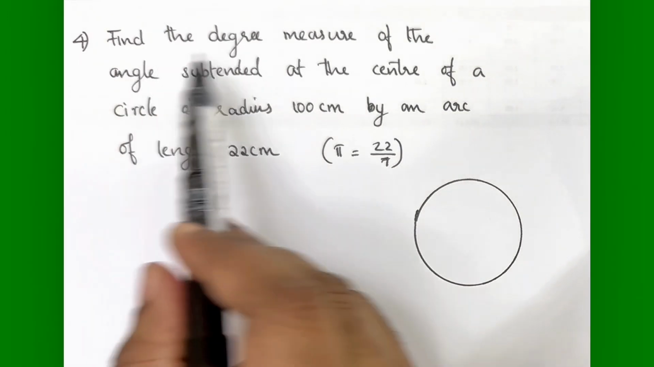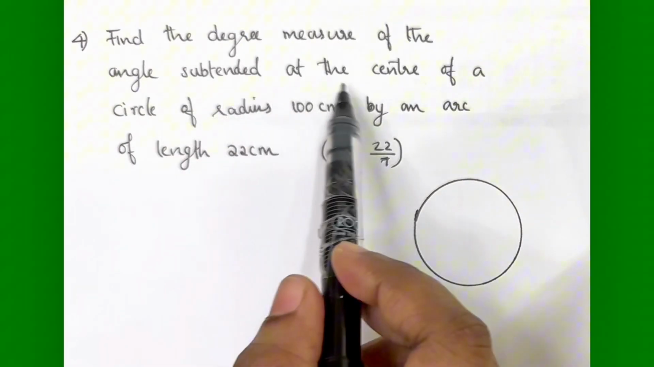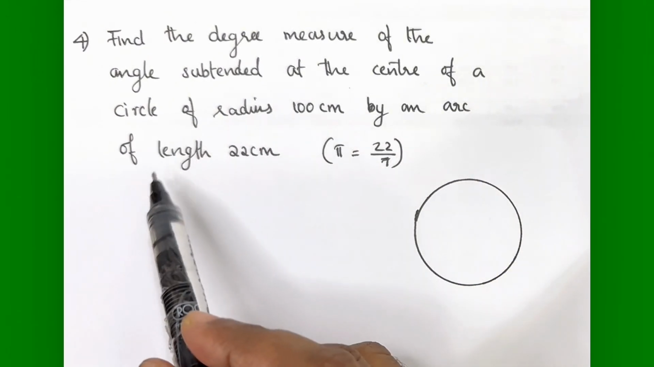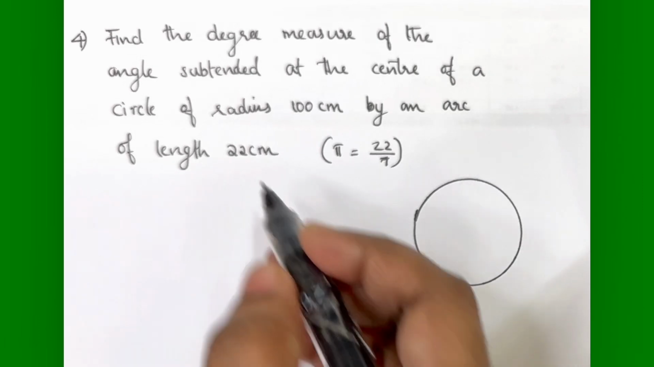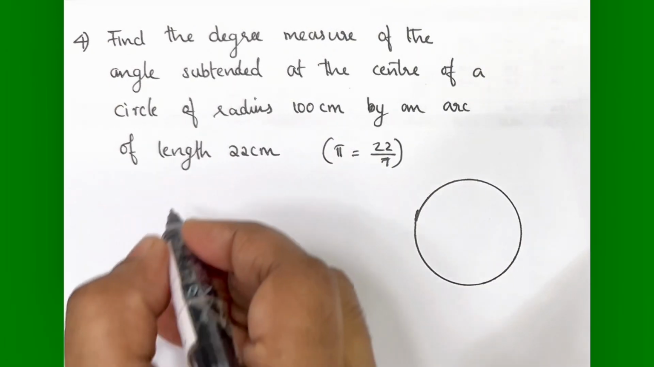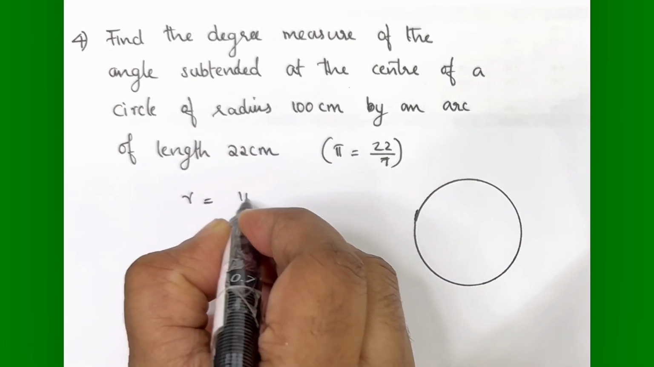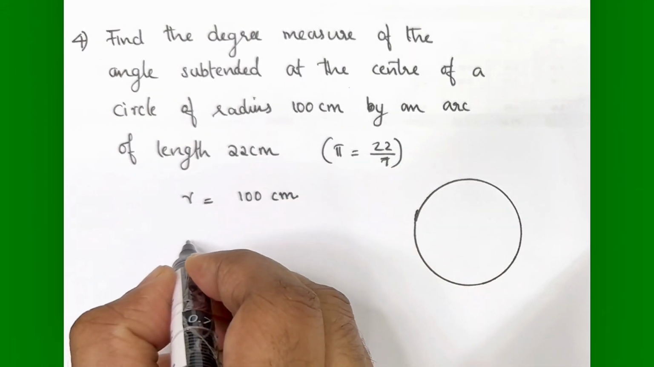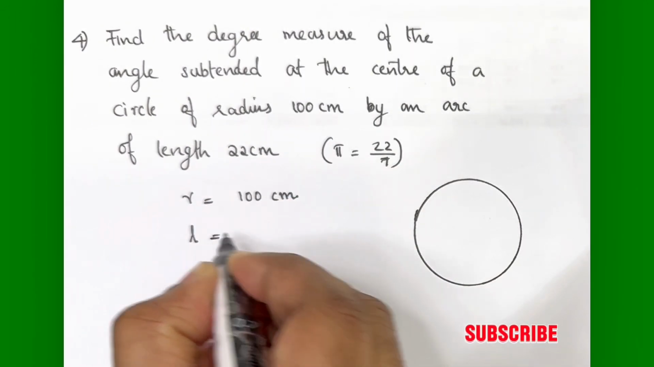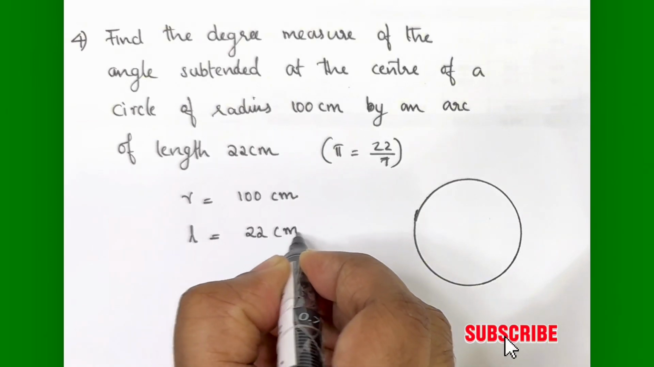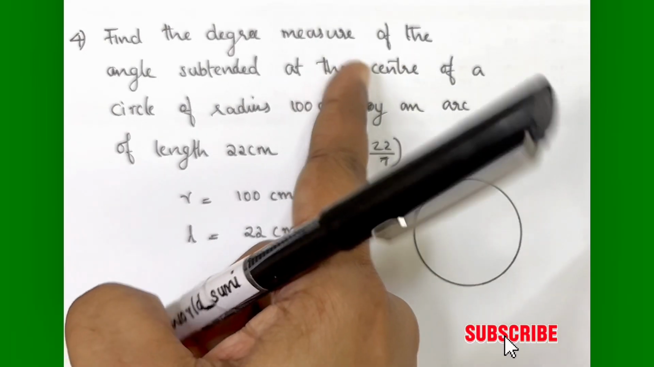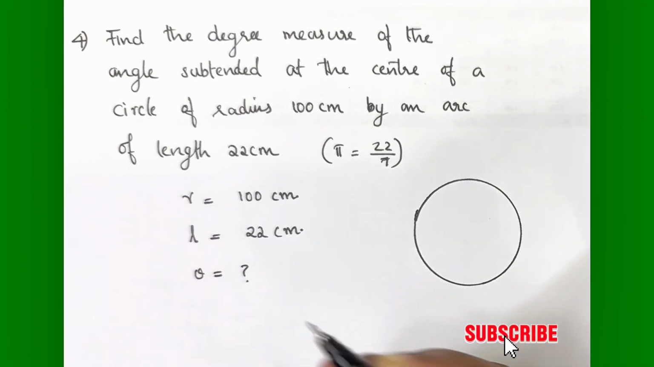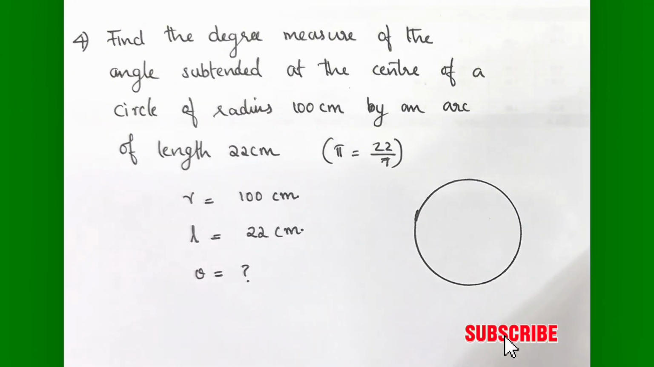Question number 4. Find the degree measure of the angle subtended at the center of a circle of radius 100 cm by an arc of length 22 cm. So it is given radius r is equal to 100 cm. Now given arc length is 22 cm, that is L is equal to 22 cm. Now the question is to find out the angle subtended at the center, that is theta, and theta we need to represent in degree measure.